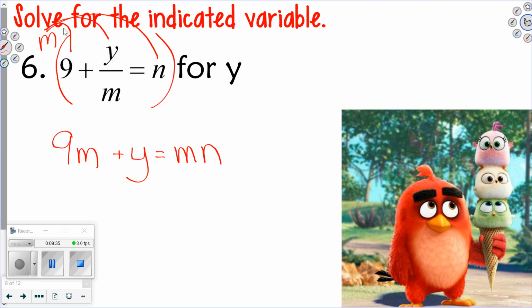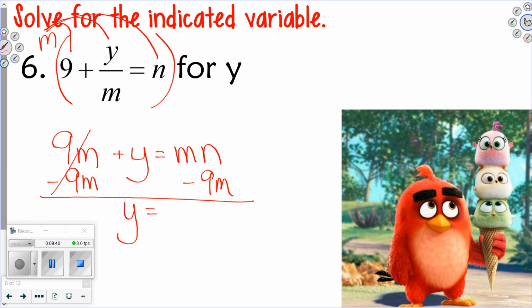All right, I'm trying to get y by itself. What else do I have to do? Minus the 9m. Are those like terms? No, one's an mn and one's an m. They're not the same. So it's just going to be mn minus 9m.